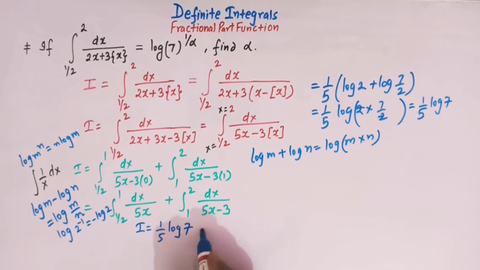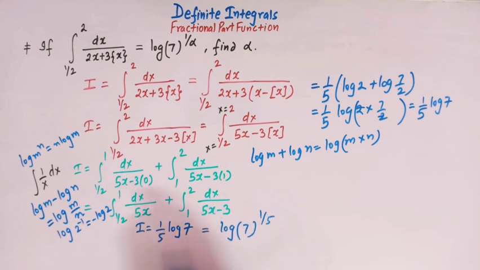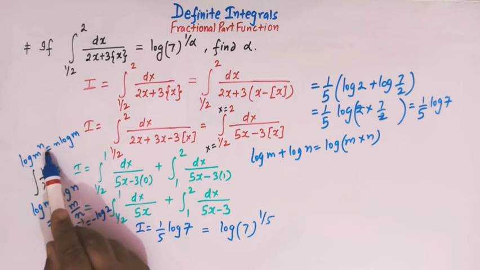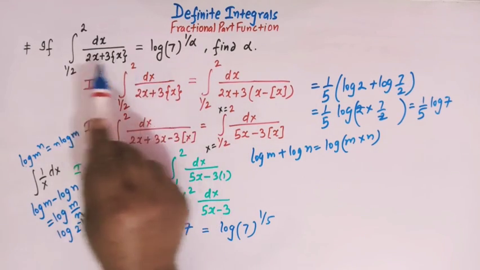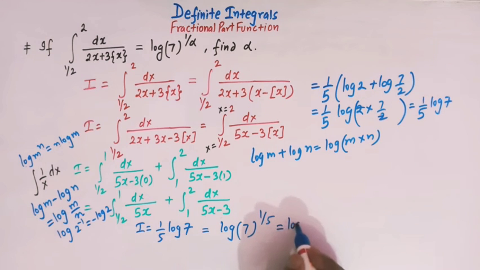So now this expression, that is 1 over 5 log 7, can also be written as log of 7 raised to 1 over 5, that is the fifth root of 7, right? Because here we have used this property, that is log of m raised to n is equal to n log m, right?